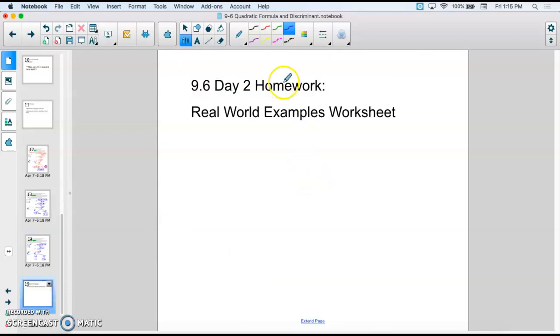All right, you have a worksheet to be doing, real world examples. I tried to make them as interesting and applicable as possible. So just some more practice with solving with the quadratic formula. There is a front side and a back side, so you're aware.